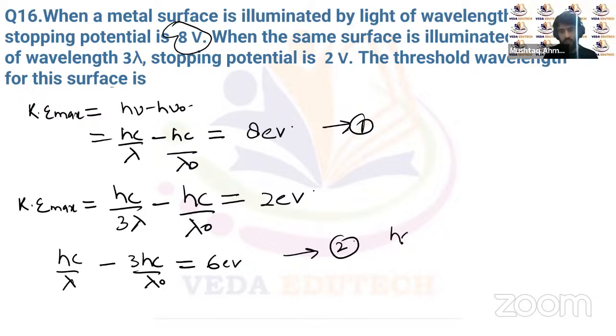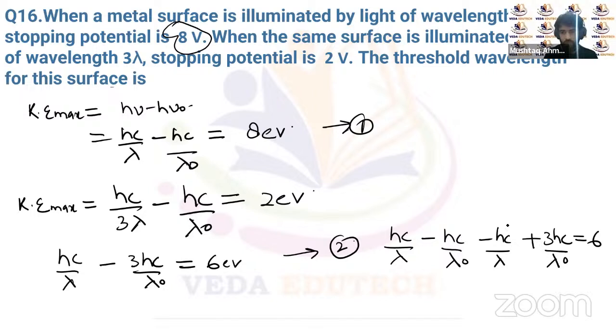So it will be hc upon lambda minus hc upon lambda naught, minus hc upon lambda, plus 3 hc upon lambda naught, which will be equal to 8 minus 2, that is 6. From here, this and this will get cancelled. So 3 hc upon lambda naught minus hc upon lambda naught will be 2 hc upon lambda naught, equal to 6. So this and this will get cancelled, and it will be 3.